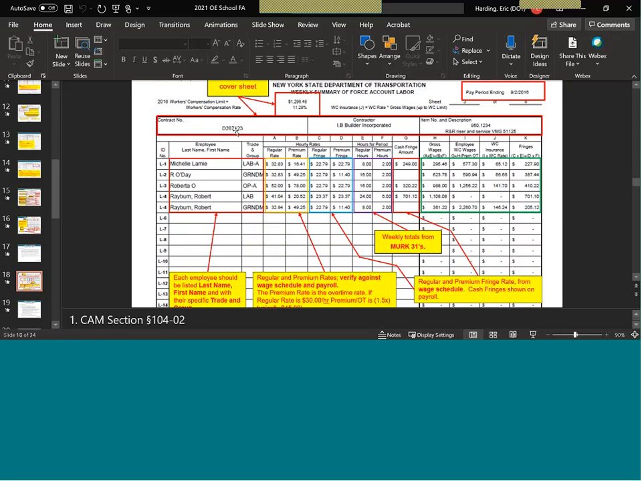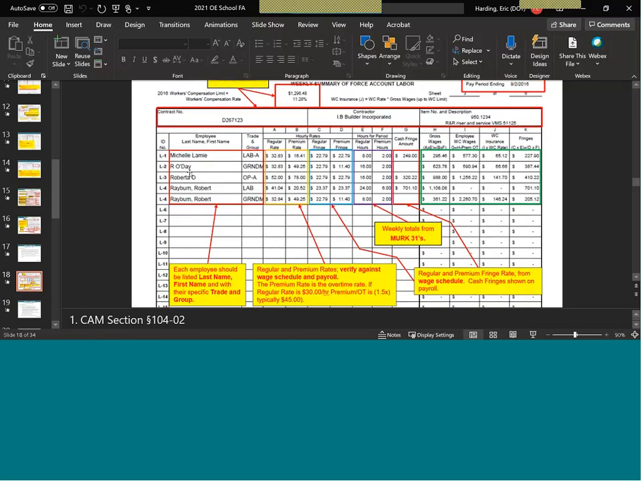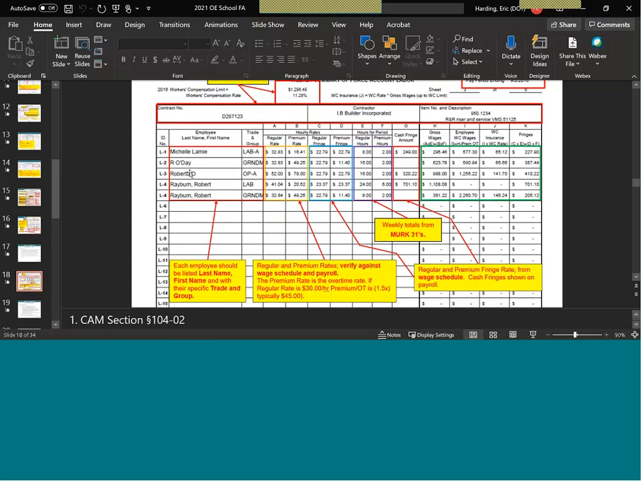Also filled in from the cover sheet is basic contract information: contractor, contract number, item number, and description. Start here with the list of employees. Preferably, according to the spec, they should be last name first, first name last. Should have labor trade and group. You see a couple here, groundmen. I'm not sure if there are classifications, groups of groundmen, but you've got the labor A, groundman, operator A. Regular rate, premium rate.